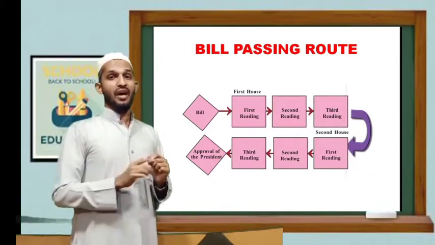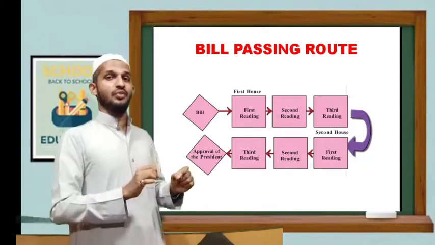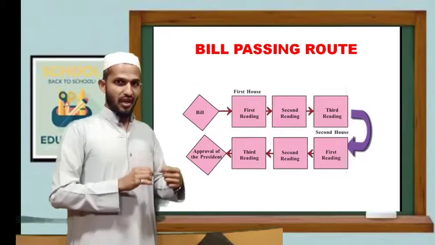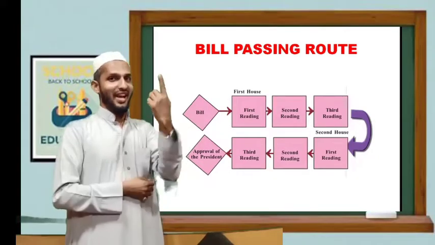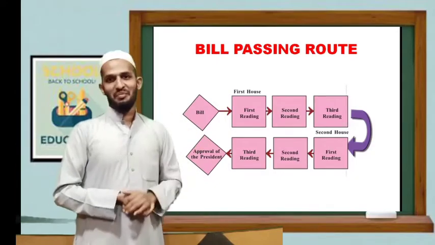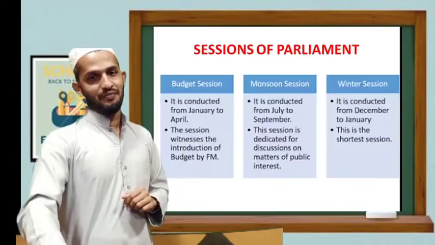Okay, before passing, every act is a bill. After passing the bill only, it will become an act. So that is called CAB and CAA. Both are the same. Okay, I think you understand.